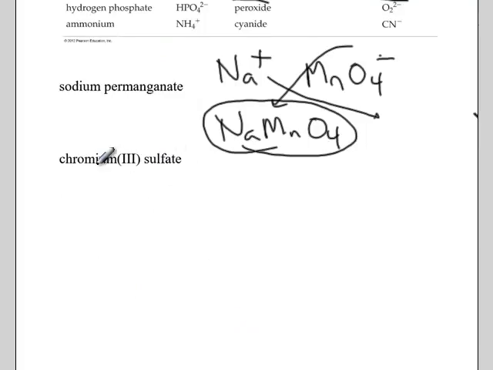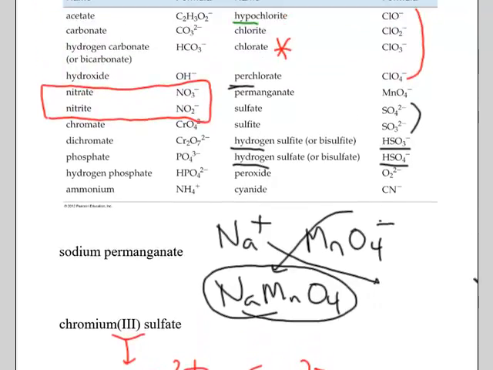Notice the next example, we can combine the Roman numerals when we need them with the polyatomics. So we have chromium 3 sulfate. Chromium is a transition metal, and the Roman numeral 3 is telling us we have a charge of positive 3. Sulfate, SO4 with a negative 2 charge, we get that from table 5.3.